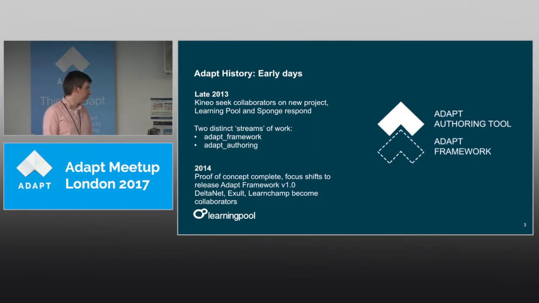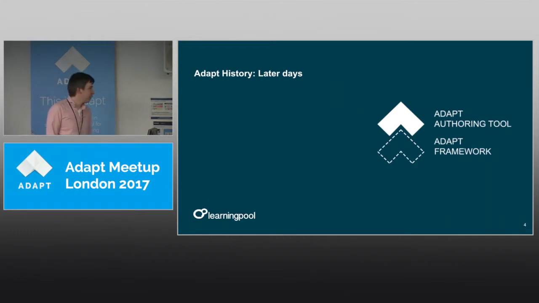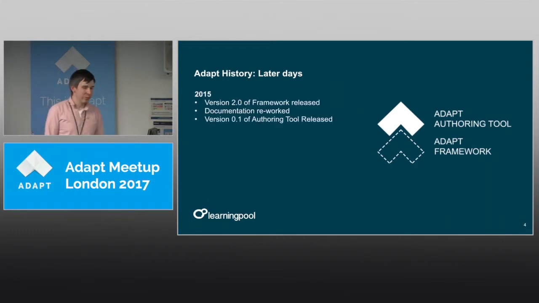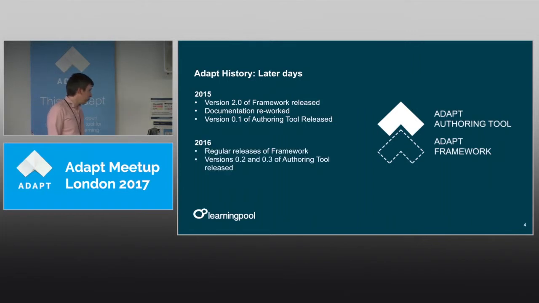We released framework version 1, and we brought more collaborators on board: Deltanet, Exalt, and LearnChamp. In 2015, there was a major refactoring of the framework. Version 2 was released. It supported a lot of good stuff. We had more developers, Matt, all AP came on board. It was a very busy time indeed. The documentation was reworked by Chuck, and we got out the first version of the authoring tool.